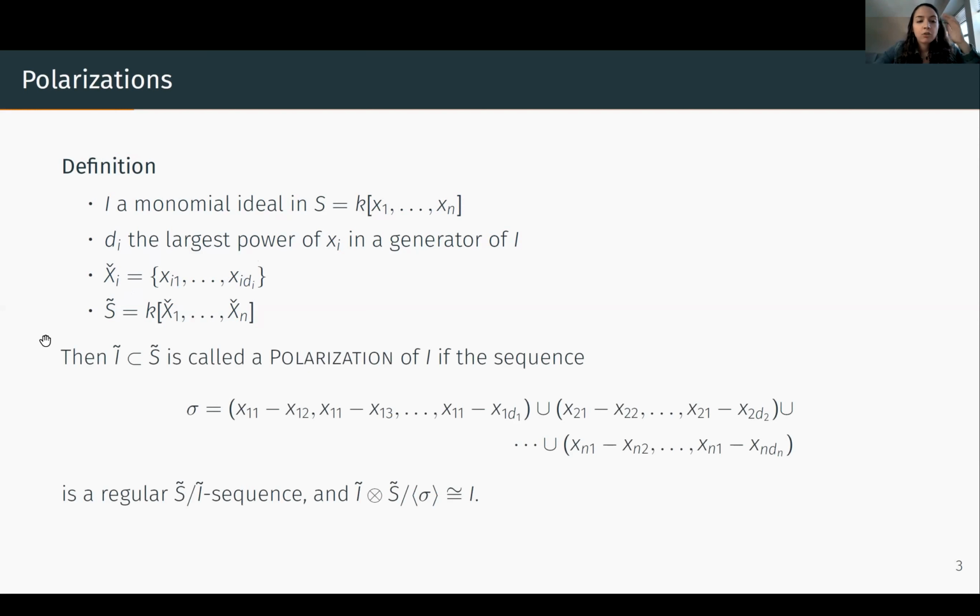And so an ideal I tilde in this bigger ring S tilde is called a polarization if you have this sequence of variable differences and it's a regular sequence. When you mod out by it, you get something that's isomorphic to the original ideal. All I'm doing is sending each of these double indexed variables to one particular variable in the double index set. The point is that I should be able to do that for all of them, and the thing that I get back after that mapping should be isomorphic to the original ideal.